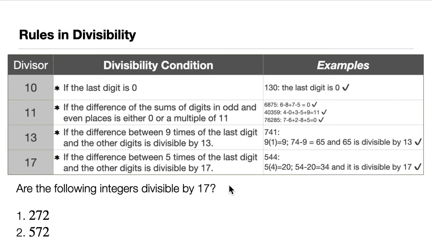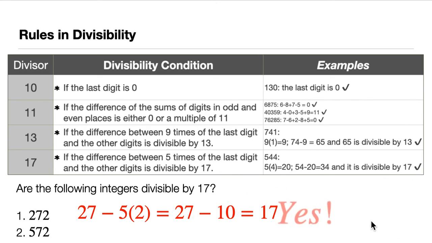Okay, so let's try to answer. Here, let's start with 272. 2 times 5 is 10. 27 minus 10 is 17. You can see that 17 is 17 times 1, right? So we ended up with 17, therefore it is divisible by 17. This 272 is divisible by 17.